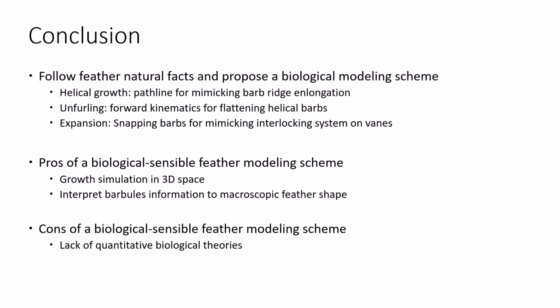In summary, we follow feathers' natural facts and propose a biological modeling scheme by mimicking three activities taking place during feather development: the helical growth, the unfurling, and the expansion. And by our implementation, we find our scheme can positively reproduce similar biological characteristics in our output without particular modification. We also take the first step to discuss how microscopic information like barbules can affect the macroscopic feather shape, which is less studied in the field of computer graphics.